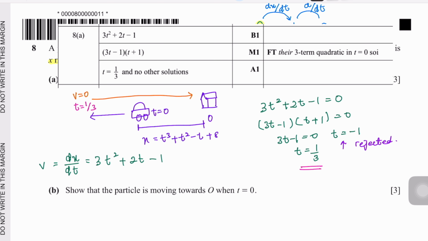Let's compare with the marking scheme. When I know the relation between the displacement and the velocity, I get a mark. When I factor and find the t, I get another mark, and when I get to my final answer, I get another mark. So this is a 3-mark question.